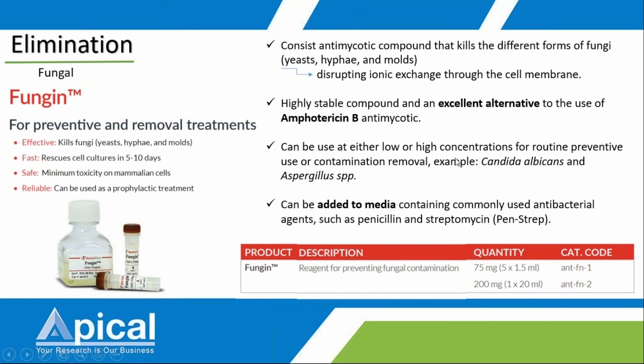You can use either low or high concentration for routine prevention, especially if you think your culture is contaminated with Candida or Aspergillus. You can use them in a relatively suitable concentration, which you can optimize as well. A good thing is you can always add them into media, and you can use it as an alternative to penicillin and streptomycin. So this is an alternative for your pen strep. When it comes to Fungin, we have two kinds of packaging: 75 milligram and 200 milligram. You can either choose 5 tubes of 1.5 mL, or 1 tube of 20 mL.